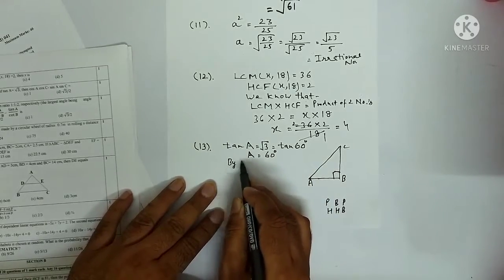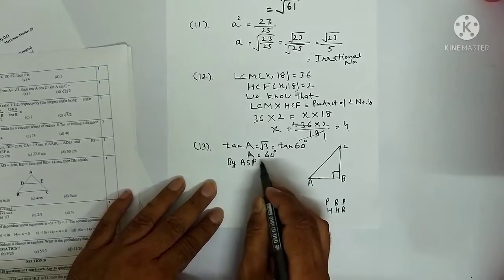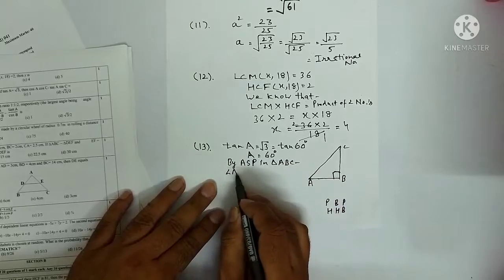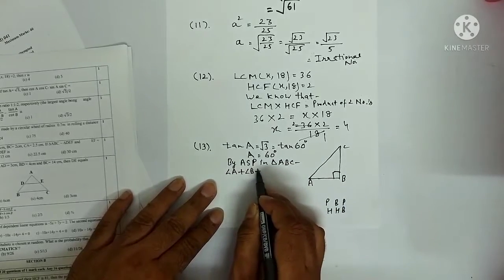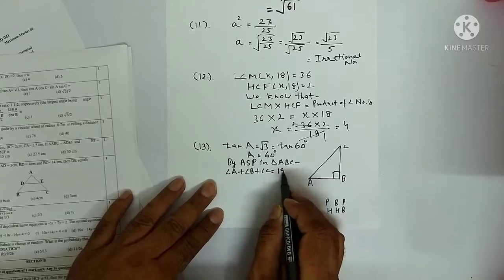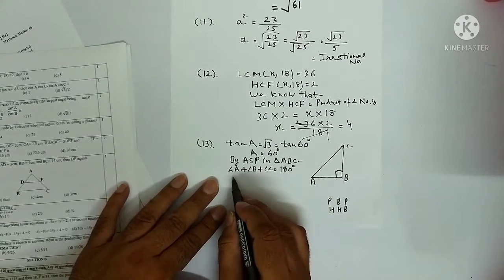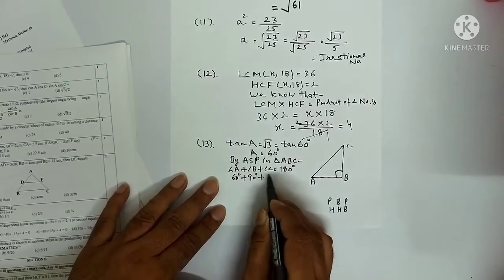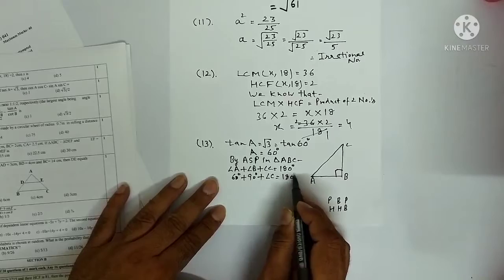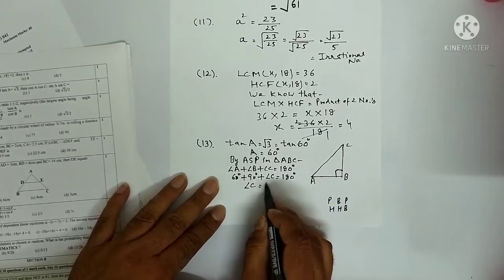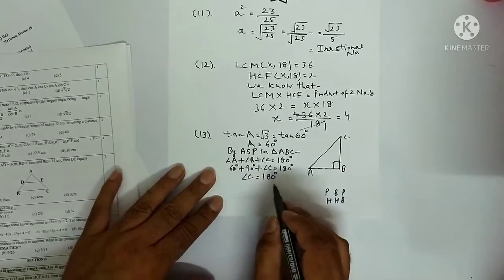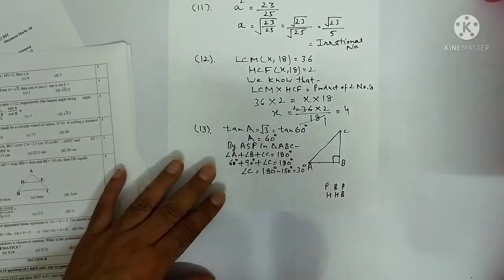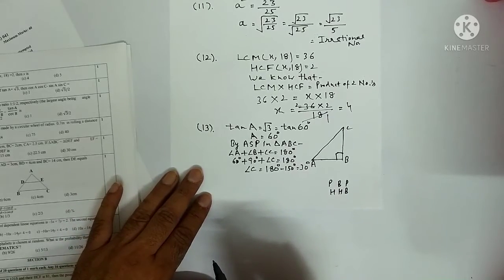Now if I apply the angle sum property in triangle ABC, angle A plus angle B plus angle C will be 180 degree. Angle A we have found just now, 60, and B is 90. So angle C will be 180 minus, 60 plus 90 is 150, so 150 will be subtracted. It is 30 degree. So we have found angle C also.